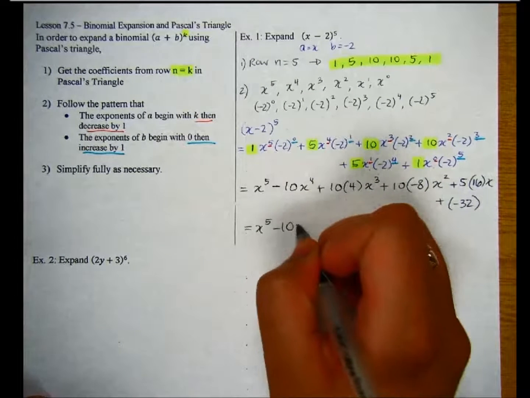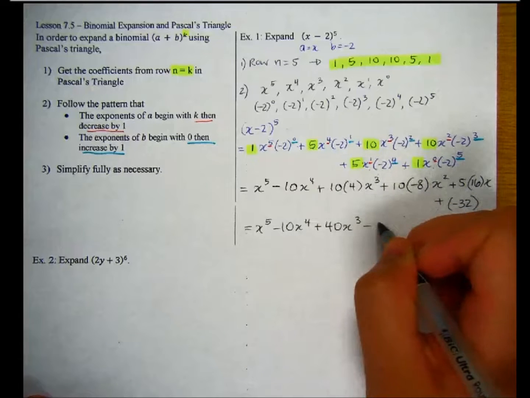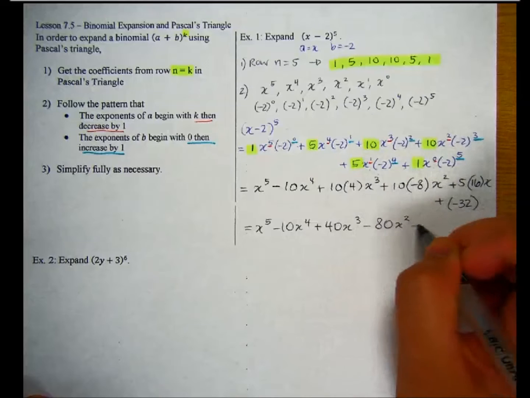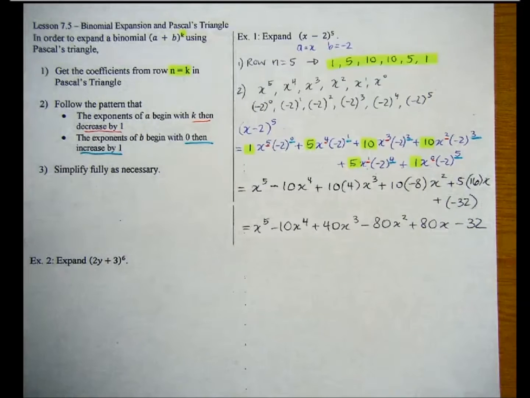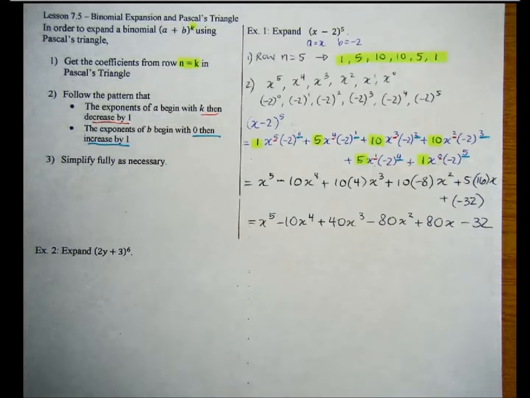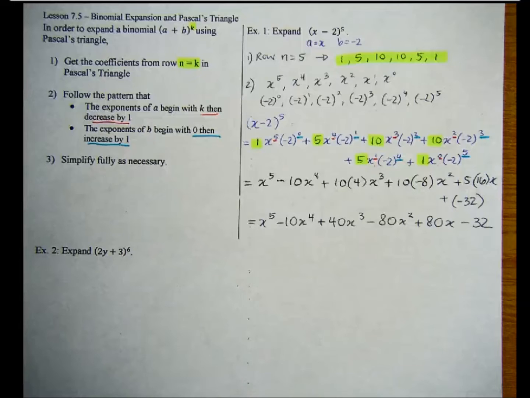x^5 minus 10x^4 plus 40x cubed minus 80x squared plus 80x minus 32. And that's it. Once you get the hang of this, I promise it's a lot faster than expanding it all using the traditional method. In the next video, the last one, I'm just going to give you one more example and then get you to try example 3 on your own.